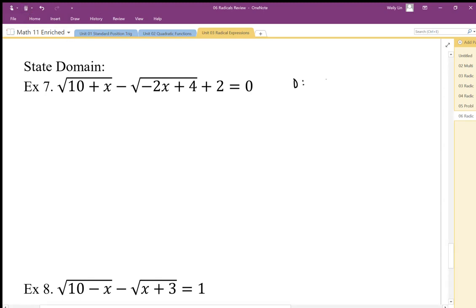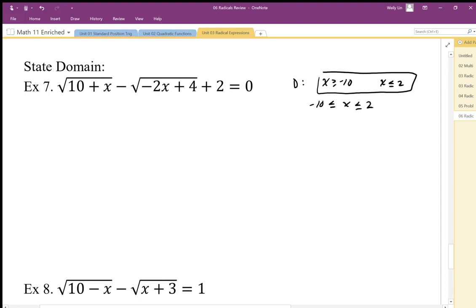So x is going to be greater than or equal to -10. Here, x is going to be less than 2. If we have x equal to 2, we end up with 0. Now, if we let x equal 3, we end up with a negative, so we have to have x less than 2. Then our domain restriction, when we put these two together, is that x has to be bigger than -10 and less than or equal to 2.